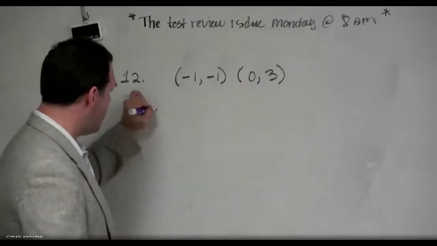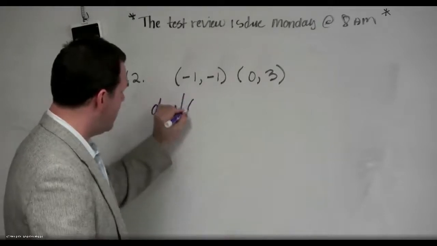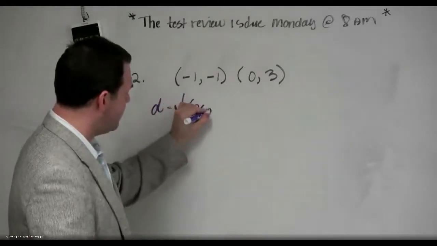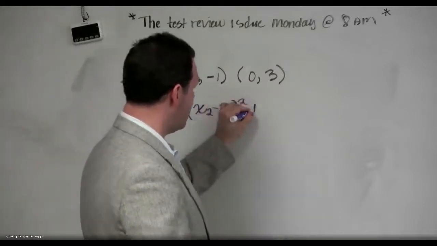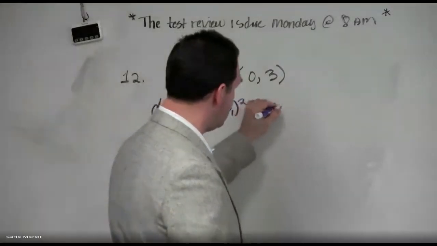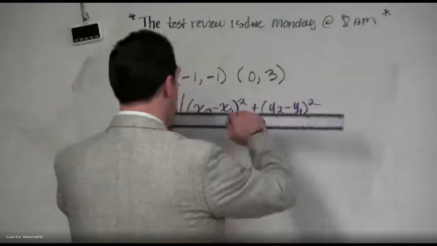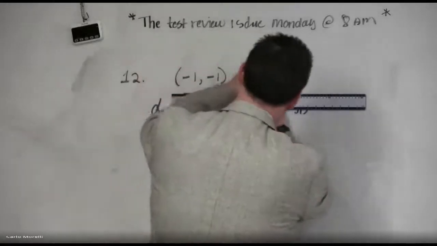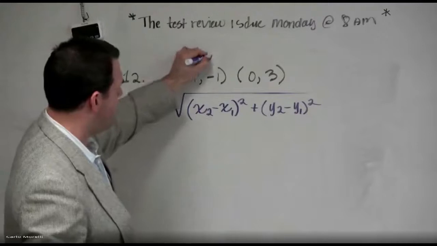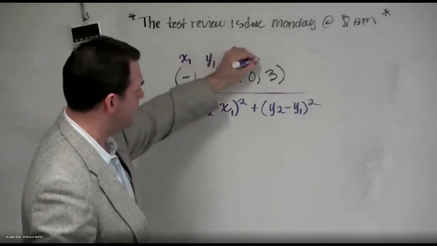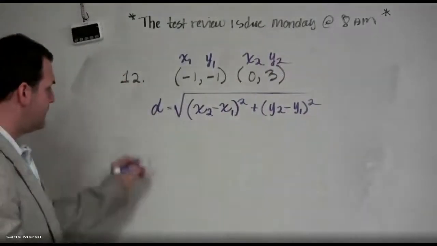First of all, we're going to rewrite that distance formula equation. D equals the square root, open parentheses, x2 minus x1, close parentheses squared, plus open parentheses y2 minus y1, close parentheses squared, huge root bar. Now label our points, x1, y1, x2, y2, and plug them in.